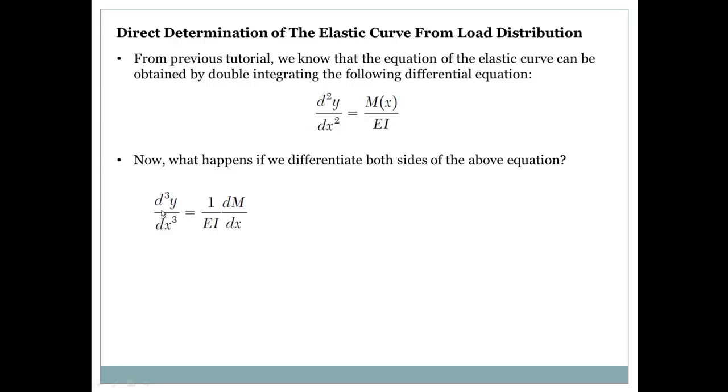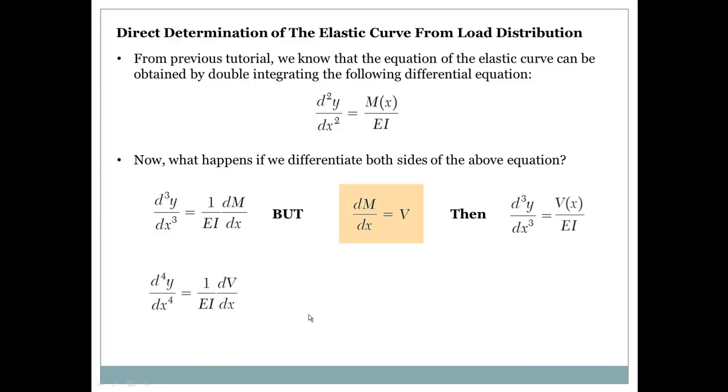First, if I differentiate this equation, I will have the third derivative with respect to x equals 1 over EI dM/dx, but dM over dx is V. Then the third derivative is just V over EI.